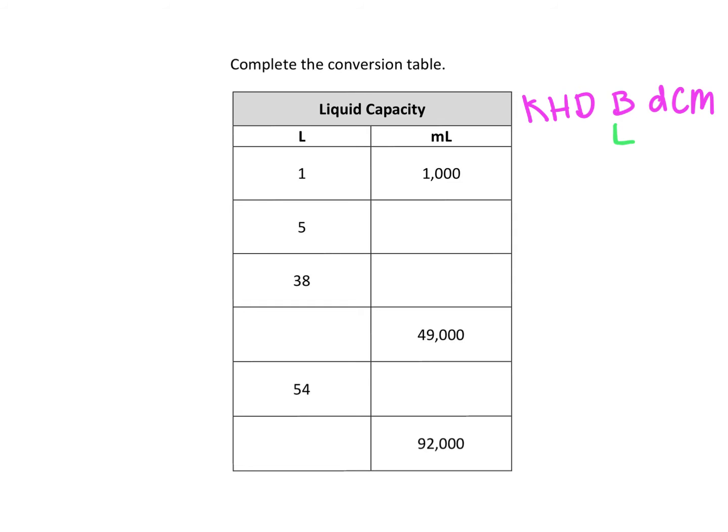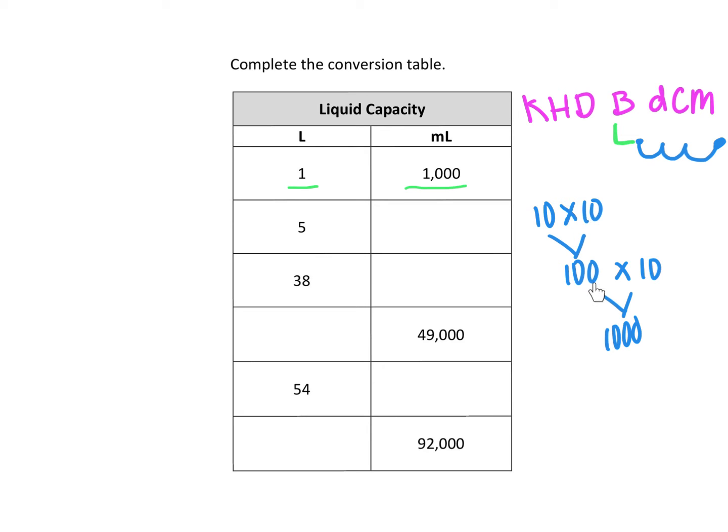It gave us the first one and says that 1 liter equals 1,000 milliliters. That means we're going to start at our base unit, which is liters. We're going to multiply it by 10, multiply by 10, and multiply by 10 to get us to the milliliters. So 1 liter equals 1,000 milliliters. Makes sense because 10 times 10 is 100, times 10 is 1,000, and we multiplied by 10 1, 2, 3 times.